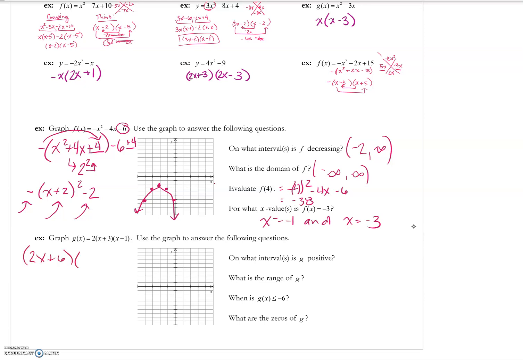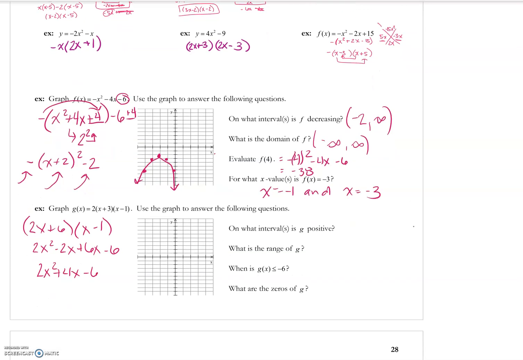And then I'll multiply that 2x plus 6 times x minus 1 to get 2x squared minus 2x plus 6x minus 6. When I combine my like terms, I get 2x squared plus 4x minus 6. Now it's in standard form, and I can complete the square to get it in vertex form. So I'm going to factor that initial 2 out, changing this 4x into a 2x.